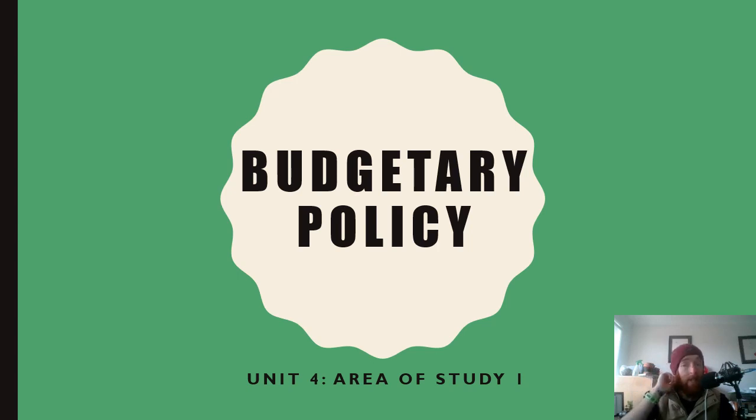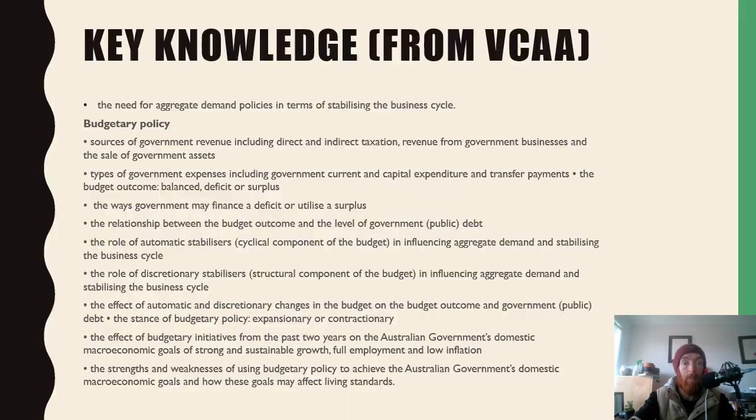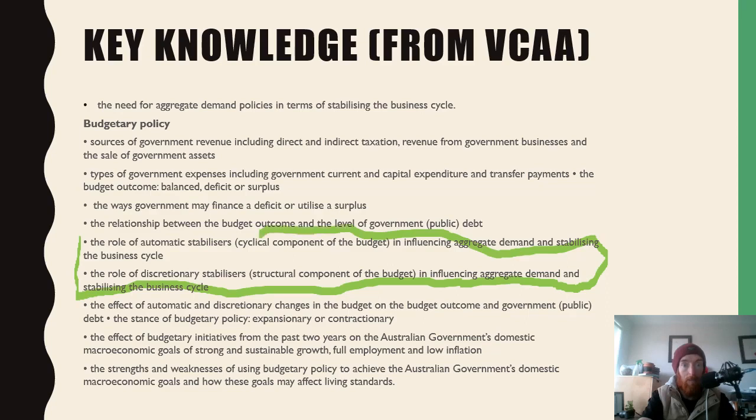Automatic stabilizers is an area where students often find it to be a little bit complicated or confusing overall, so we'll try and spend a little bit of time diving into that to make it make as much sense as humanly possible. So when we look at the study design here, it is going to be these two dot points that we're looking at: the role of automatic stabilizers and the role of discretionary stabilizers.